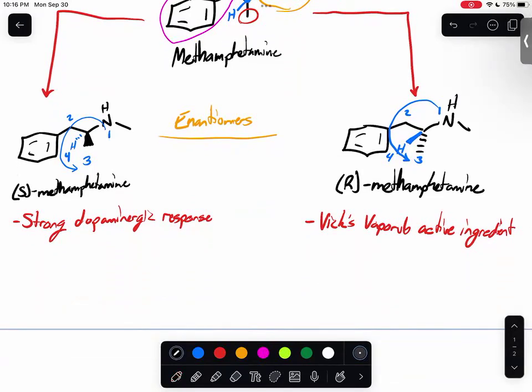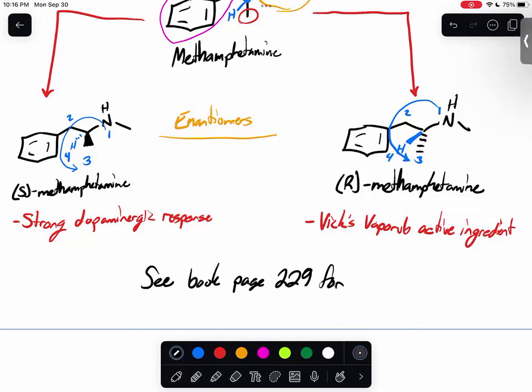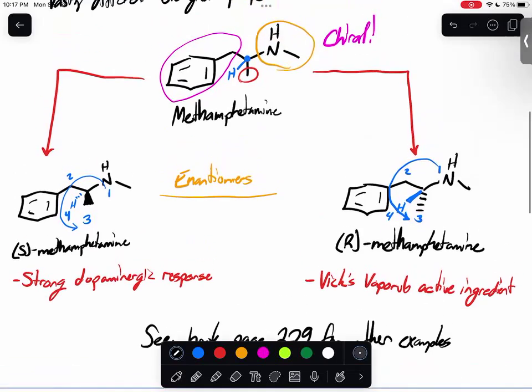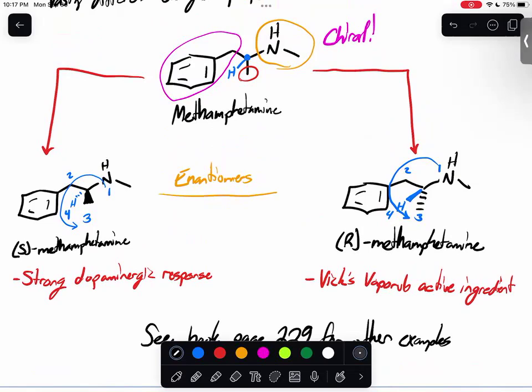That being said, if you want to see some other drugs that are kind of like this, see book page 229 for some other examples. Okay? So, meth isn't always a bad thing. All right? It depends on which enantiomer you take.